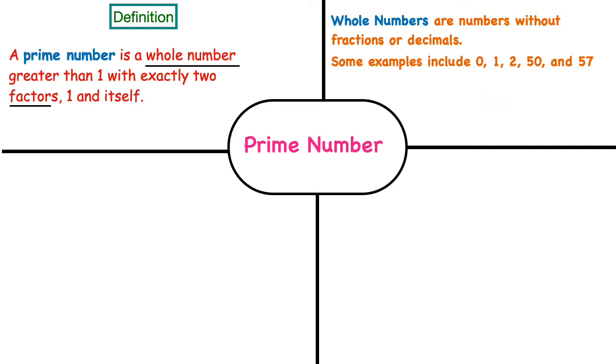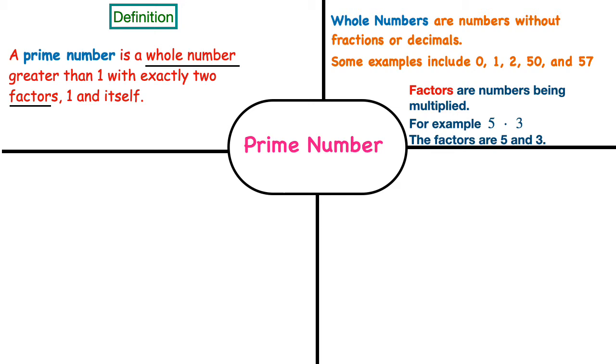Another example would be, say I took the number 50 and attached a decimal of 0.26 to it. Now I have a decimal number of 50.26. In order to make that a whole number again, I'd need to get rid of that decimal, and I would end up with just the number 50. So remember, whole numbers are numbers that do not have fractions or decimals attached to them. Now let's take a look at the word factors. Factors are just numbers that are being multiplied. For example, if I multiply 5 times 3, 5 and 3 would be considered factors.